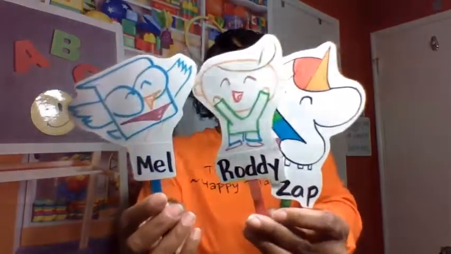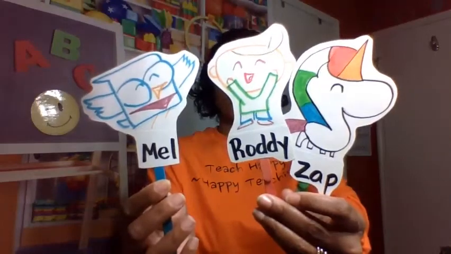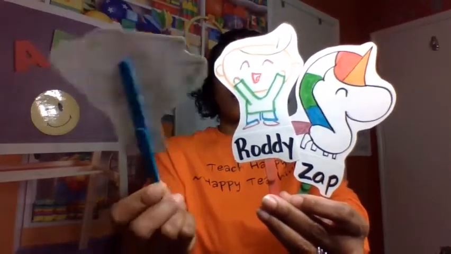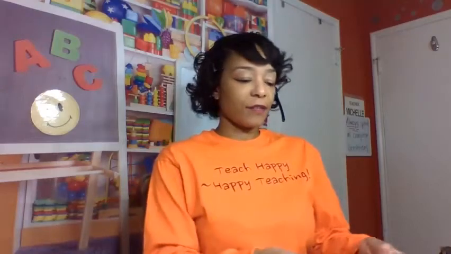So these are all the characters for my Education First lesson. Again, I just drew these on some construction paper, labeled them with their names, and put popsicle sticks on the back. I've always liked arts and crafts and things like that, so this was a fun little project.